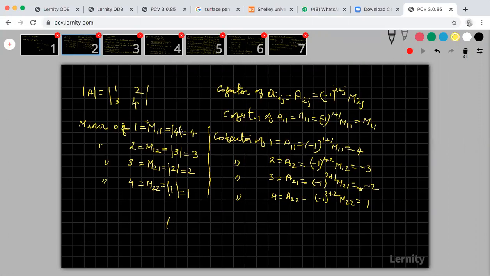This minor value multiplied by plus, that is the cofactor. 1 plus 2, 3 is an odd number. Odd number means you have to multiply by minus. This minor multiplied by minus, you will get the cofactor. And 2 plus 1 is also an odd number. Odd number means multiply by minus. This minor value multiplied by minus, you will get the cofactor.